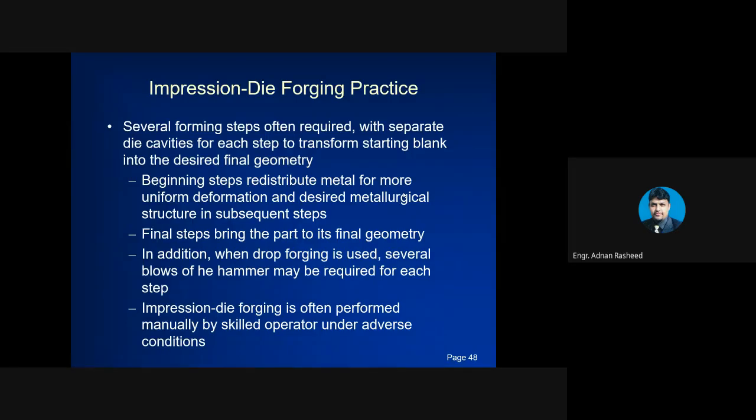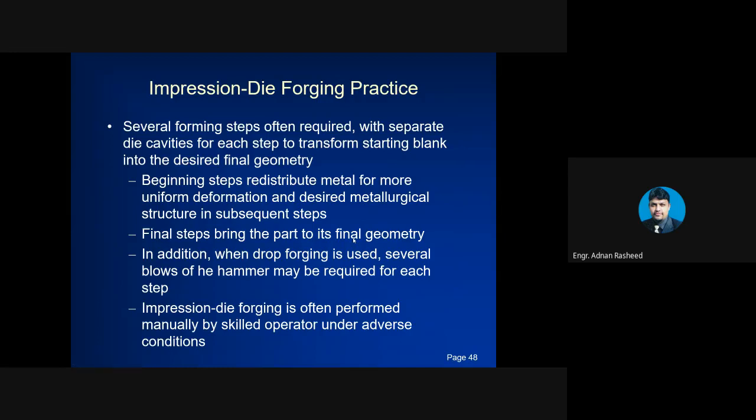Impression die forging practice. Several forming steps are often required, with a separate die cavity for each step, to perform the starting blank into a desired final shape. The first one is the beginning step to redistribute metal for more uniform deformation and desired material structure. The final step brings the part to the final geometry.